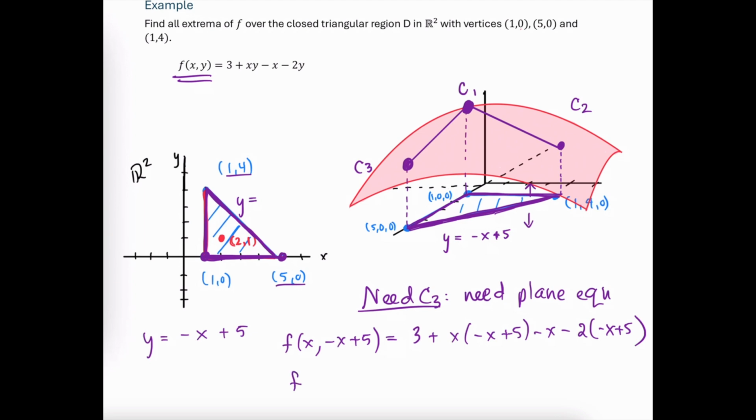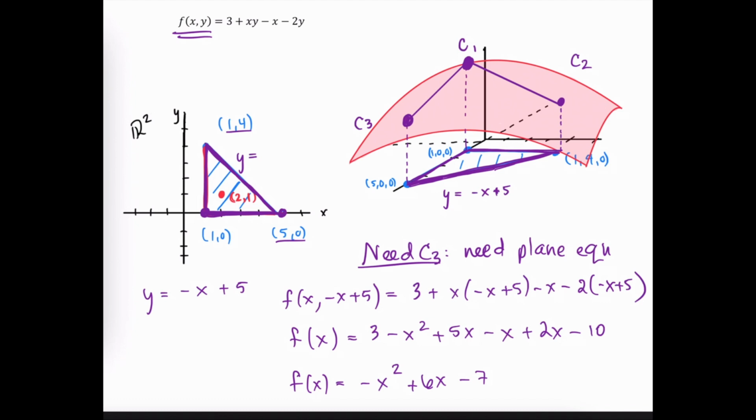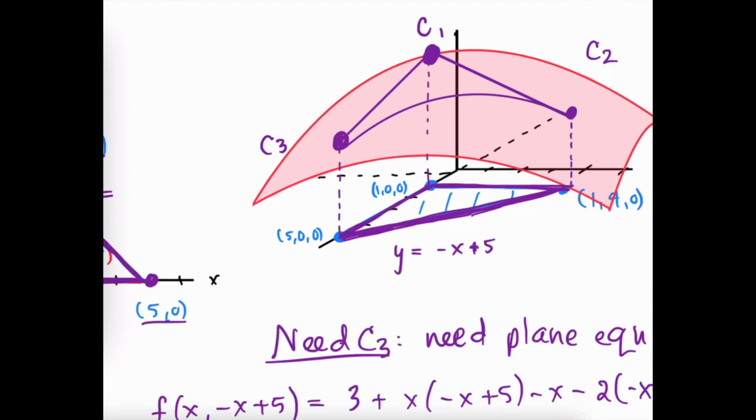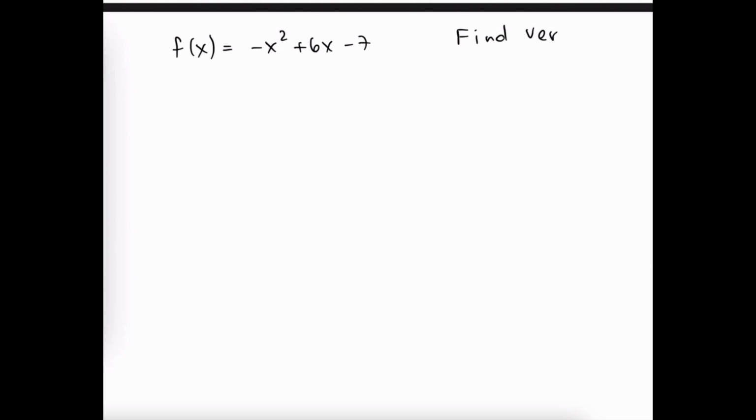So we can simplify this notation to say this z value actually now just depends on x, and we want to simplify it more over here on the right. So we have 3 minus x squared plus 5x minus x plus 2x minus 10. So our intersection curve C3 turns out to be a parabola that opens down within this plane. And an opening down parabola is going to achieve a maximum value at the vertex. There are a couple different ways that we can find that vertex point, but let's use the algebra way, which is to look at the value negative b over 2a, which in this case would be negative 6 divided by 2 times negative 1, or positive 3.